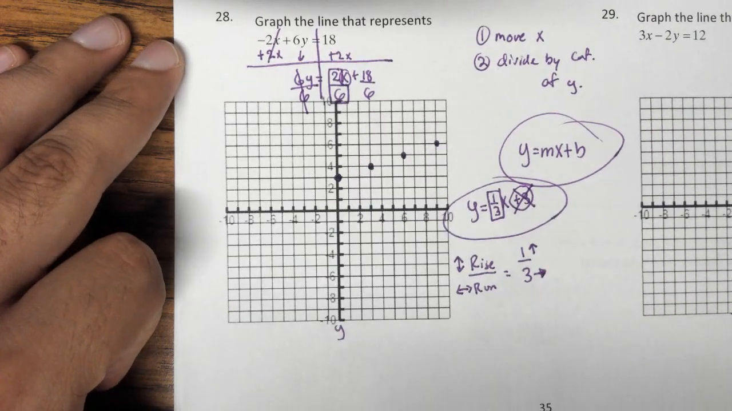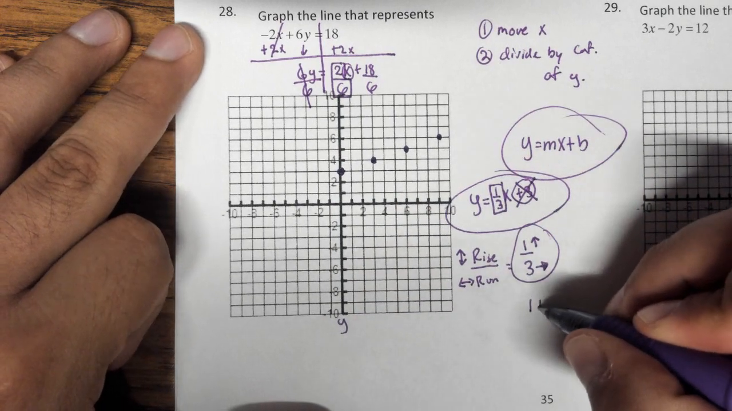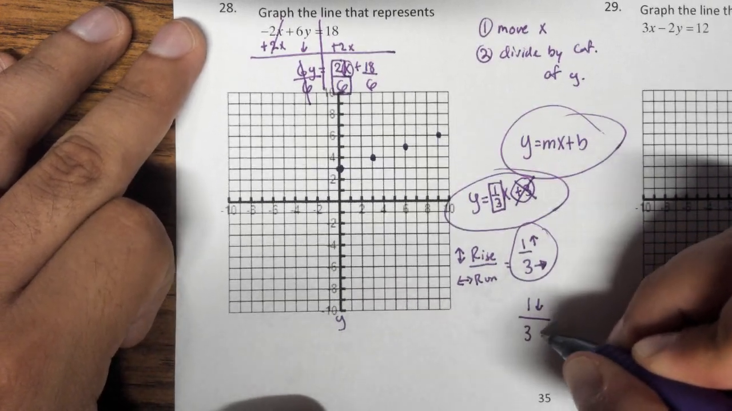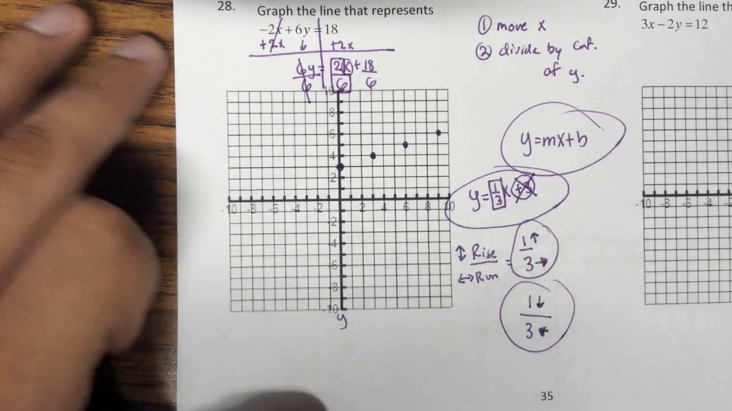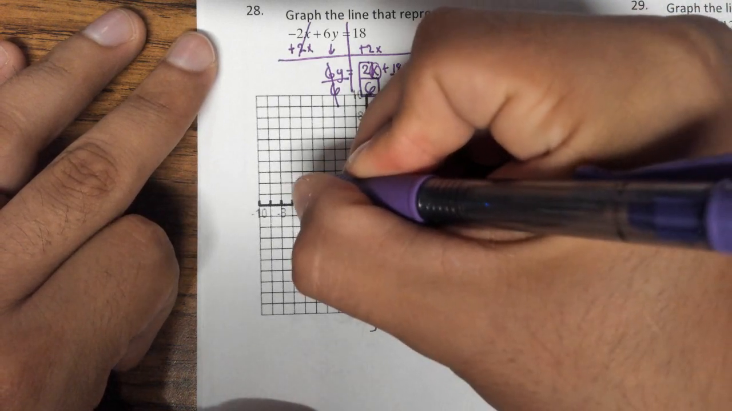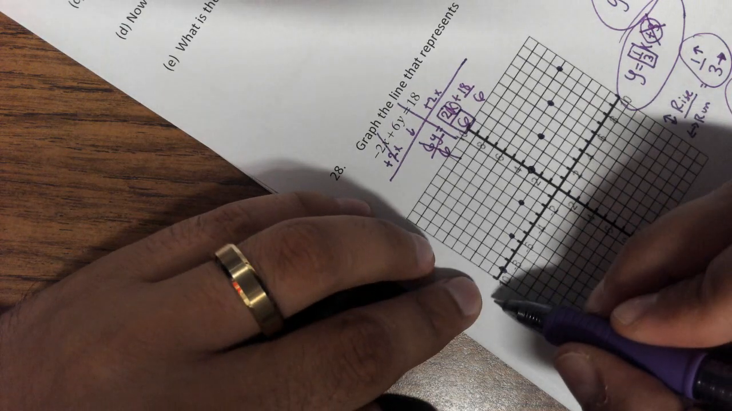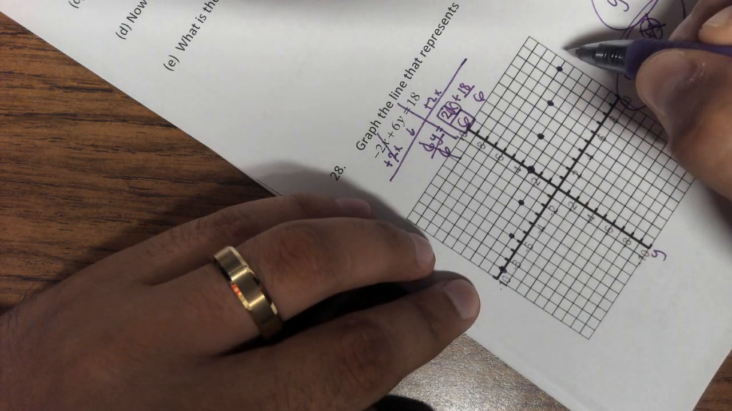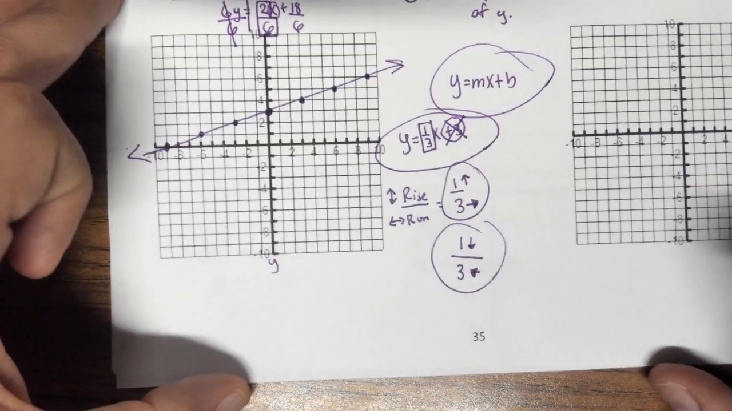If you want to, you can reverse it so that you can go the other way. So we would do down 1 to the left 3. You just have to make sure that you reverse both arrows. I can also do that and go the other way. So if I go down 1, left 3, down 1, left 3, down 1, left 3, I can get all the rest of my points. And then from here, if I have a straight edge, I can connect all of my points with a nice straight line. Okay, so that would create my graph.